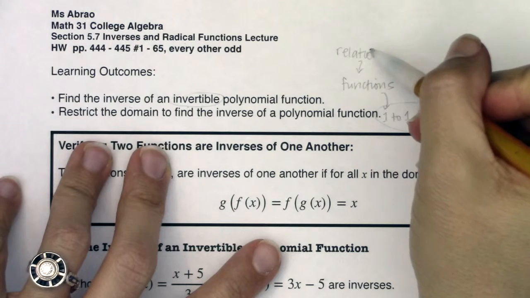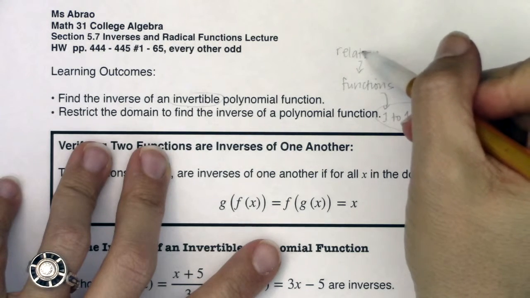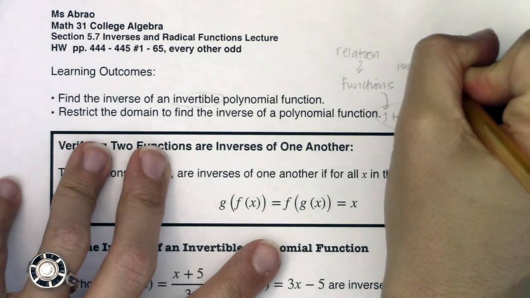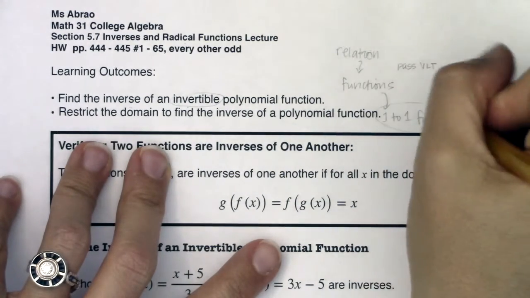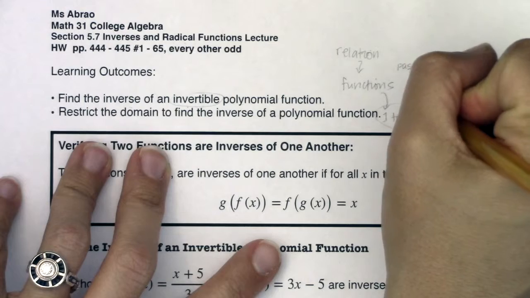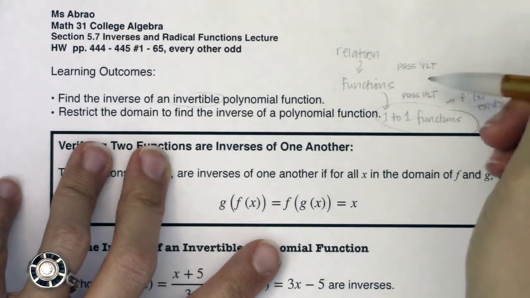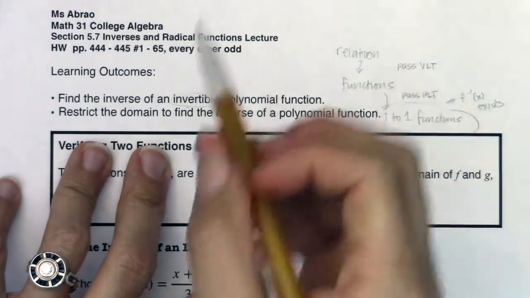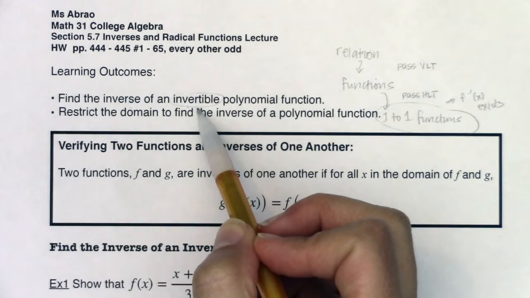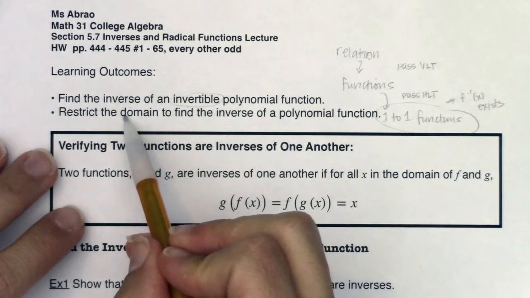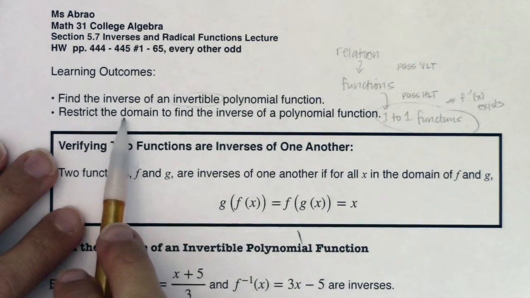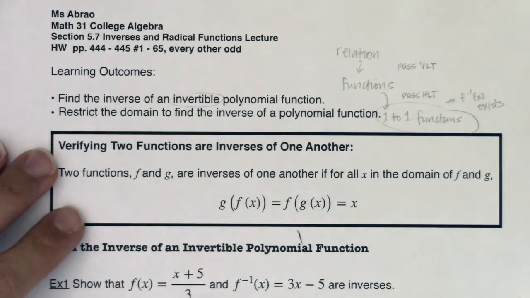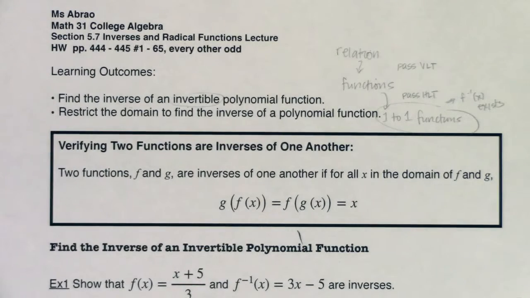All ordered pairs are relations, but certain relations are functions, and to go from relations to functions, you have to pass the vertical line test. Not all functions are one-to-one. Certain functions are one-to-one if they pass the horizontal line test. So if those graphs pass both the vertical and horizontal line tests, they're one-to-one, so the inverse function exists, and that's what it means to be an invertible function. We talked about this in section 3.7 as well. There are times when we have to restrict the domain of certain functions to be able to invert them, to find the inverse of a polynomial. We're going to talk about that a little more in this section also.